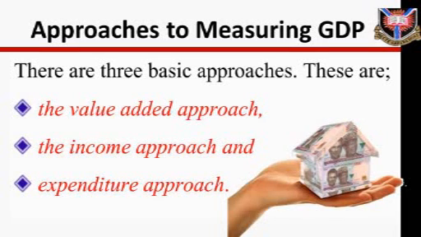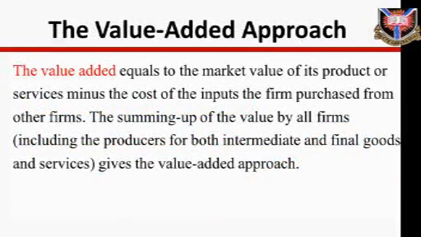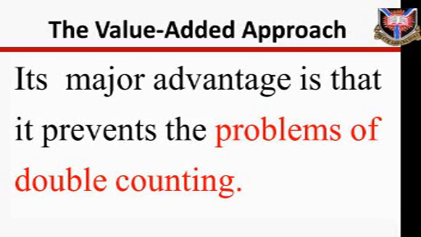Measuring GDP. There are three basic approaches to the measurement of GDP. These are the value added approach, the income approach, and the expenditure approach. The value added approach. The value added by any given firm equals the market value of its product or services minus the cost of the input the firm purchased from other firms. The major advantage of the value added approach is that it eliminates the problem of dividing the value of a final good or service between two periods and thus prevents the double counting problems.